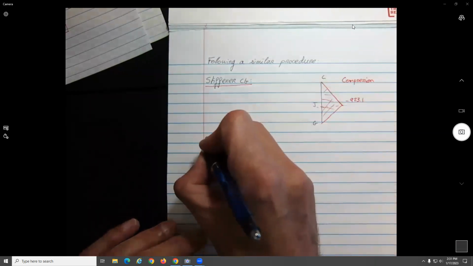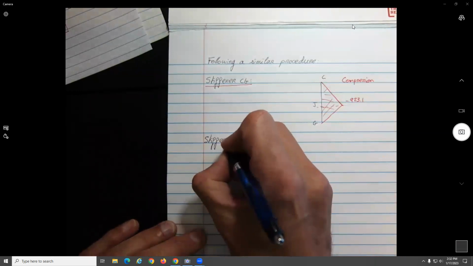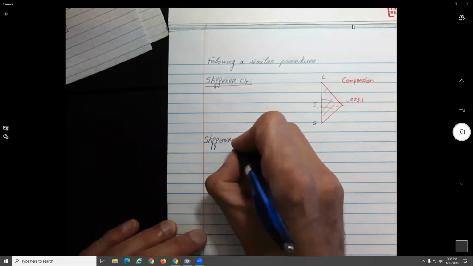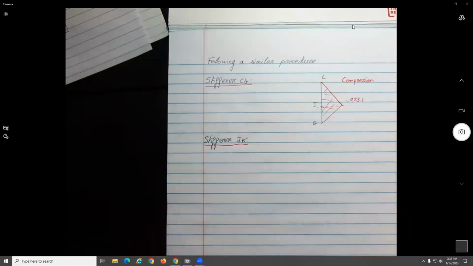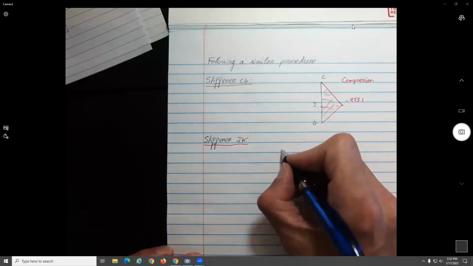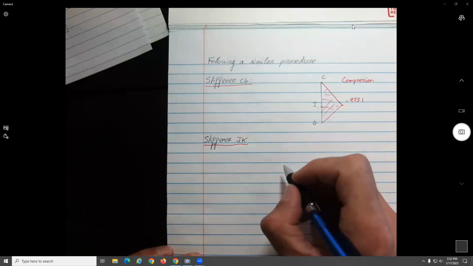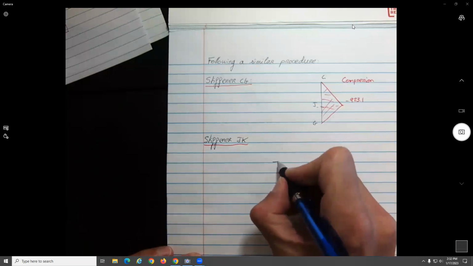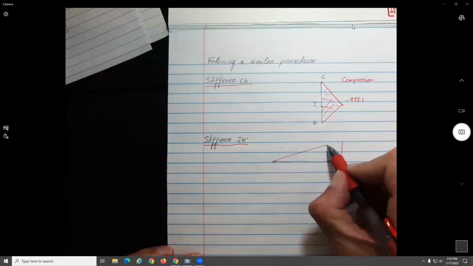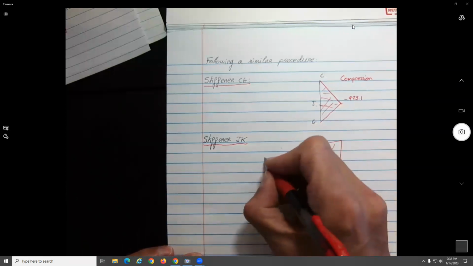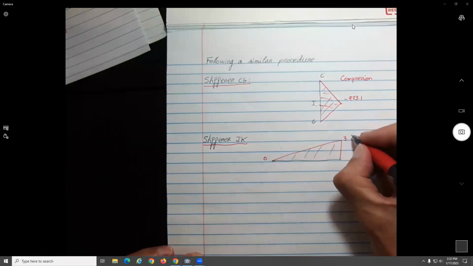Okay, so I'll skip the details, but basically if we go now to the stiffener JK, which is the horizontal one, I'm just gonna give you the figure. You will go here from 0 to 3,464.1.